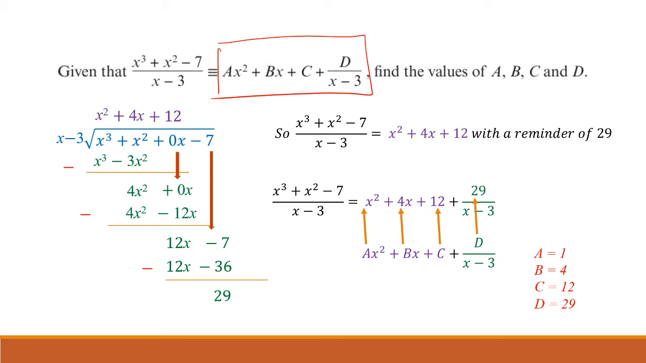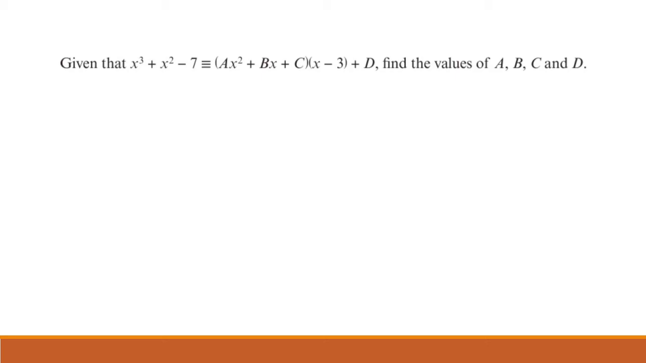So here we have used long division to convert the improper fraction into a mixed fraction to find the unknowns a, b, c and d. I hope that's clear. Now we are going to do the same example using the second method.